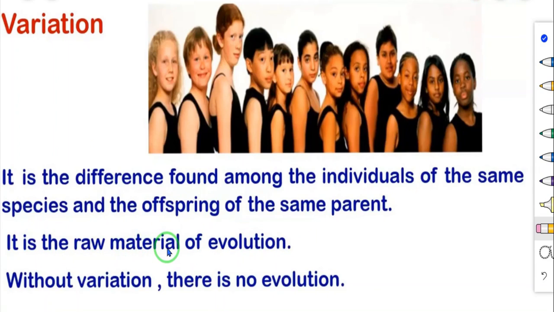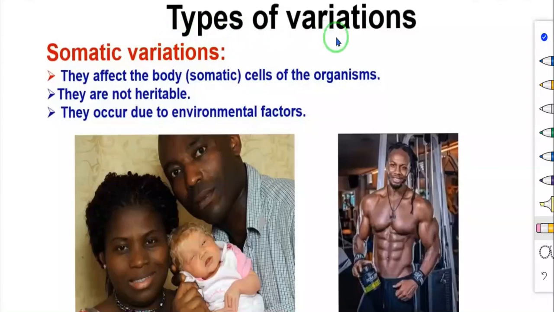What is evolution? Evolution is the gradual change occurring in living organisms over a period of time. Without variation, there is no evolution. Types of variations. First variation is known as somatic variations. Somatic variations affect the body cells of the organisms.